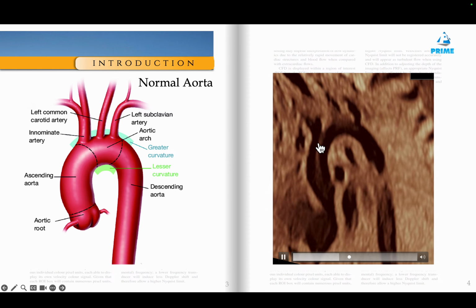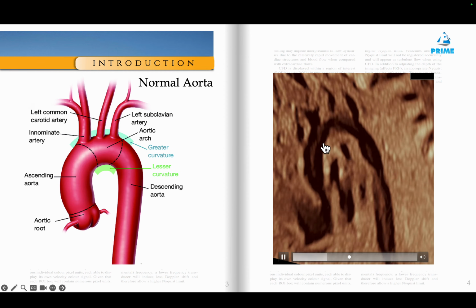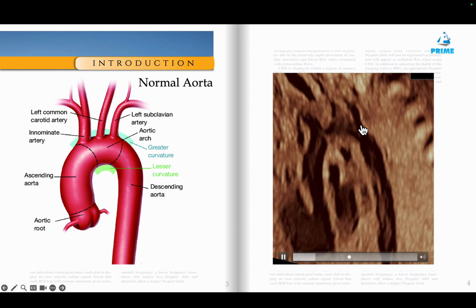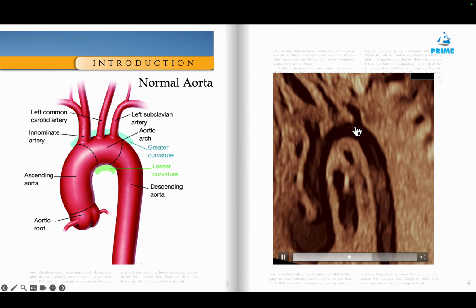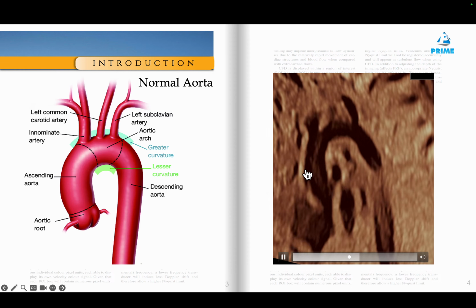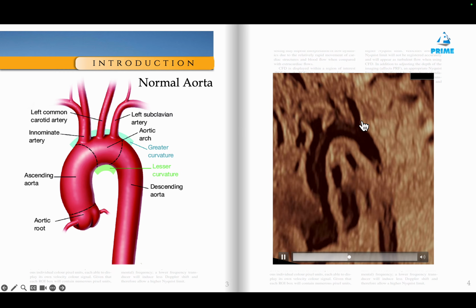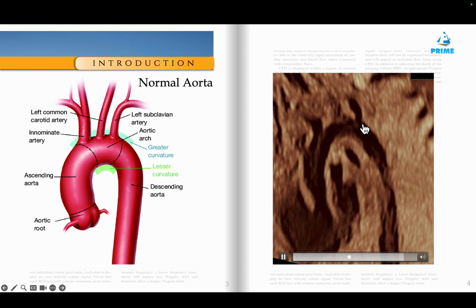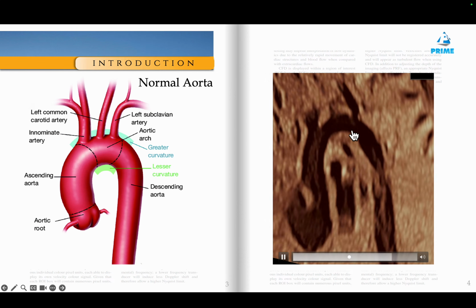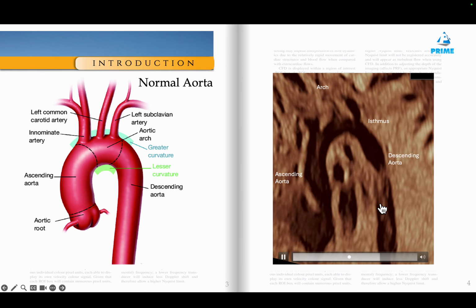From here, from the origin of the common carotid artery to the descending, to the left subclavian, this portion is the arch of the aorta. Prior to this and the sinuses, this portion is the ascending aorta. Then the portion just distal to the subclavian artery is the narrowest portion of the aorta, called the isthmus. And then you have the descending aorta, or the descending thoracic aorta.